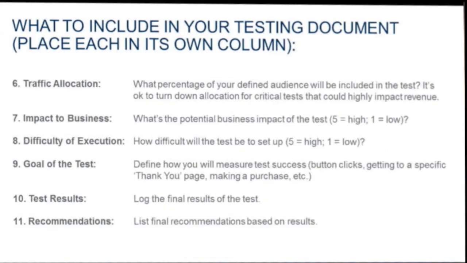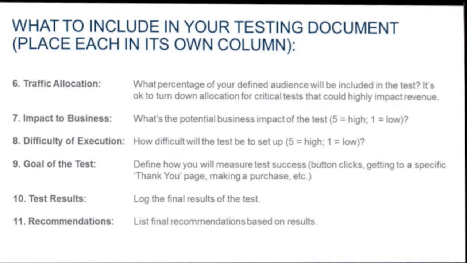Number 6 is traffic allocation. So do you want to include everybody that comes to that page in the experiment or just a portion? So where this comes in is if you're testing something that's highly critical and you're a little bit concerned that it might lower conversion rate instead of increasing conversion rate, you can actually dial down the number of people that are included in the experiment until you start seeing initial results. And then once you feel comfortable, you can actually slide it back up and include more people in the test.